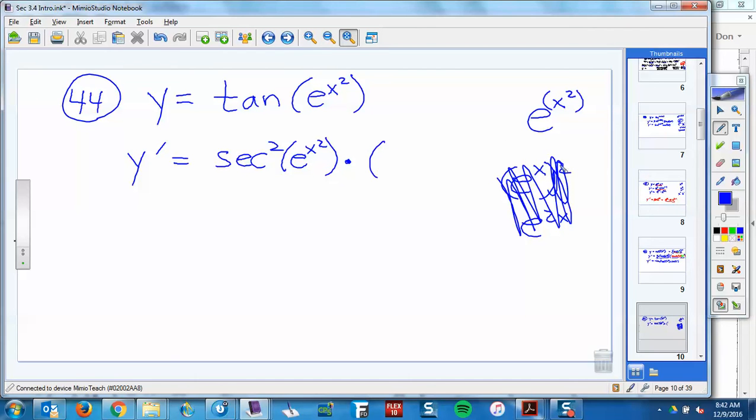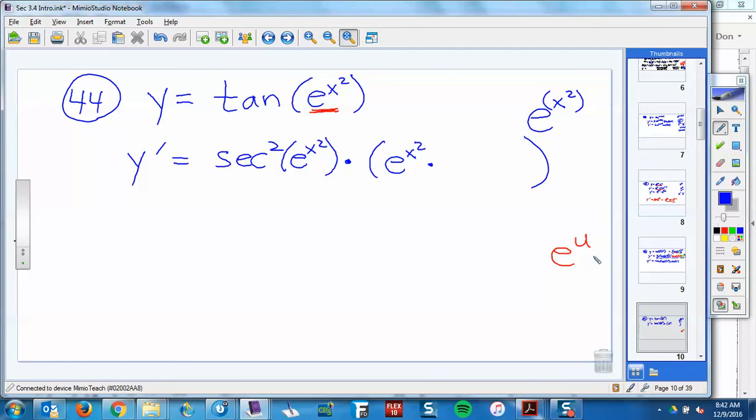Now again, I'm just going to put a big set of parentheses here just in case I need the space. So it's going to be times the derivative of the inside, which would be the red part here. So now I'm doing that. Well, remember, that's just like the one Emily asked about earlier. That's just like e to the u, right? So what's the derivative of e to the u? It's e to the u. So that's going to be e to the x squared times u prime. Well, what's u prime? The u is x squared, so the derivative of that is 2x.